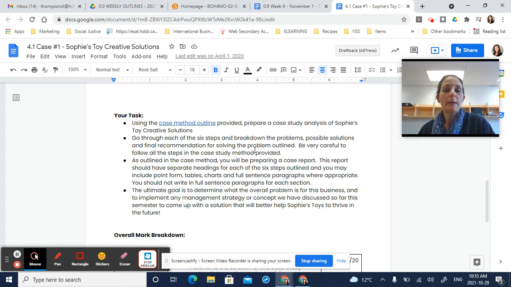Make sure that you follow the steps in the case method provided. You're going to be preparing a case report. This report should have separate headings for each of the 6 steps outlined. You are allowed to include point form, tables, charts, and then also full sentence paragraphs where you think that it's needed. So don't use point form when you need to elaborate and really draw connections and make detailed conclusions. That's one of the observations I've seen throughout the course so far, is that for a grade 12 academic course, you really want to be adding detail and depth to your analysis, showing me that you really understand the content.